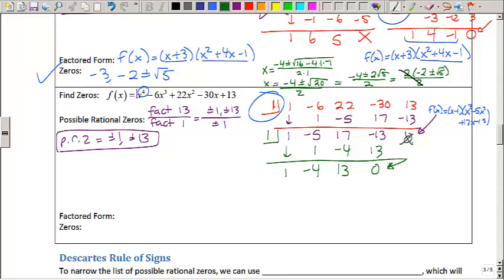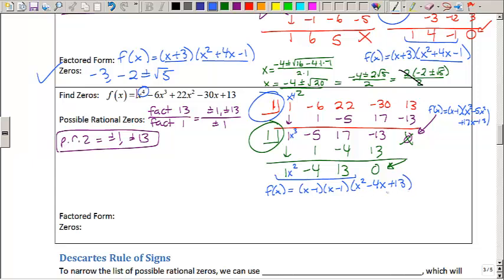Look at that. 1 not only was a 0, but it was a 0 twice, or what we call multiplicity 2. So I can again rewrite this polynomial as f of x is equal to x minus 1 times x minus 1 again, times the remaining polynomial, which was down from x to the 4th to x cubed, and then down from x cubed to x squared, so that's 1x squared minus 4x plus 13.